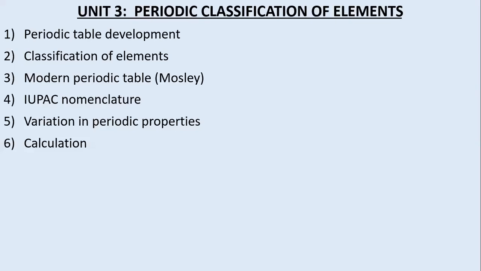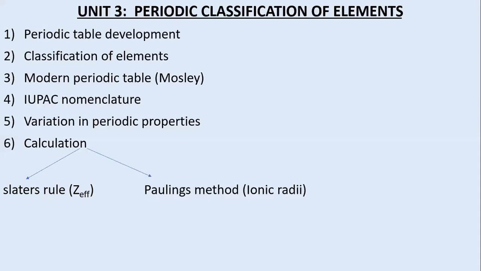The next comes calculation. The calculation by Slater's rule. Using Slater's rule, we are going to determine the Zeff. Zeff is nothing but effective nuclear charge. The effective nuclear charge is calculated using Slater's rule. The next will be the ionic radii calculation. Here radii correspond to the cation and then anion, that is ionic radius of cation and ionic radius of anion. That is done by means of Pauling's method.